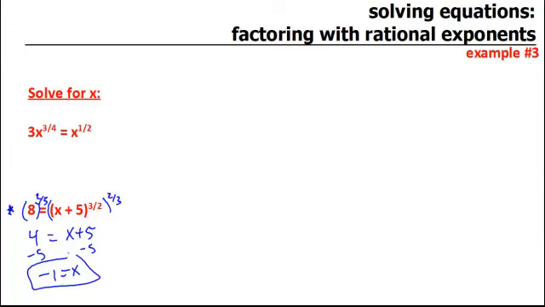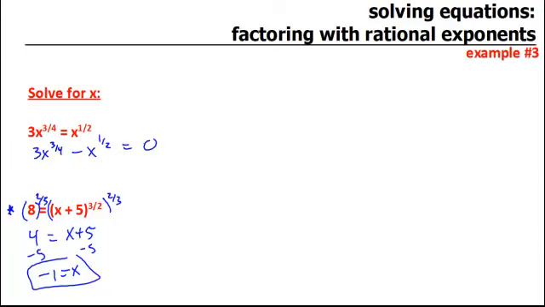Now, there's a slightly different step if you have multiple terms with variables. If you have more than one term with a variable, you're going to move every term to one side and compare it to 0. Okay? And so that's the pretty standard rule for that. So what we're going to do here is move everything to one side. So the 3x to the 3/4 I'm going to leave where it is, but I'm going to subtract x to the 1/2 from both sides, and I'm going to compare it to 0.